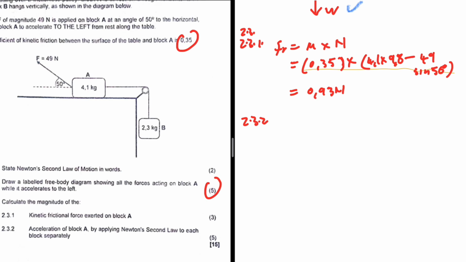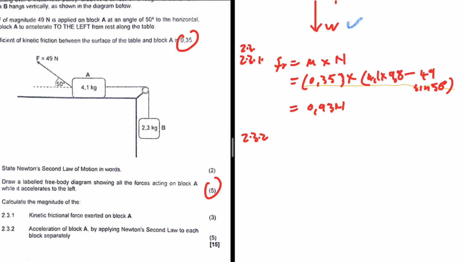Acceleration of block A. We want to calculate the magnitude of the acceleration of block A by applying Newton's second law to each block separately. I guess people don't know that they're supposed to apply Newton's second law to each block separately. The question even states apply Newton's second law to each block separately. I thought we all knew that, but it seems like we didn't. But anyway.